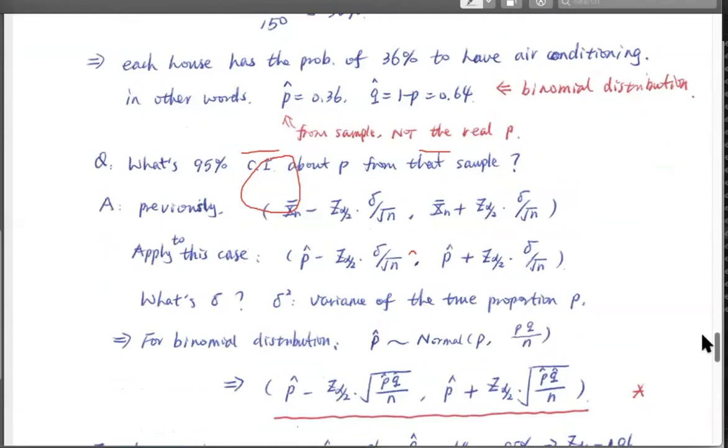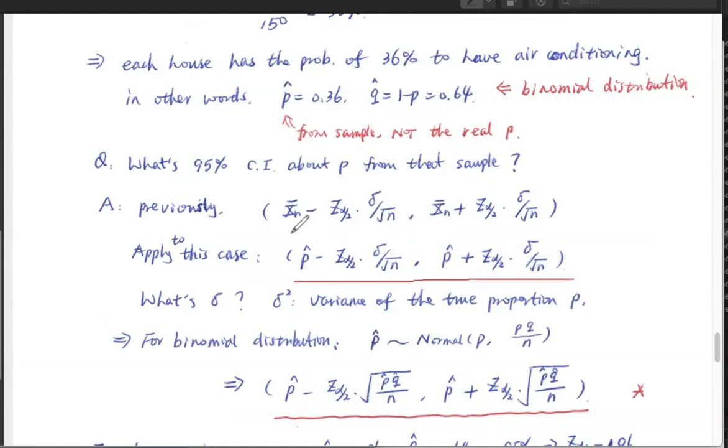This is the formula we learned in 7.1. If you compare them, it's actually very similar. Previously, we had the sample average, the Z, and sigma in 7.1. Now in 7.3, we know p hat.